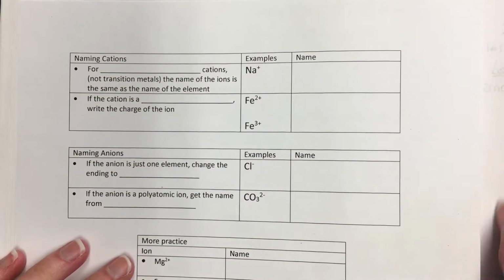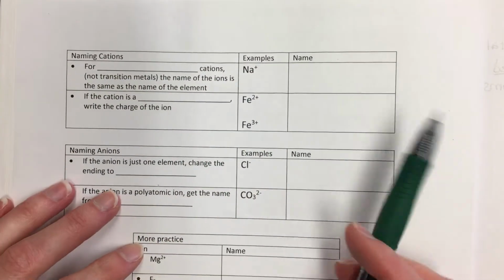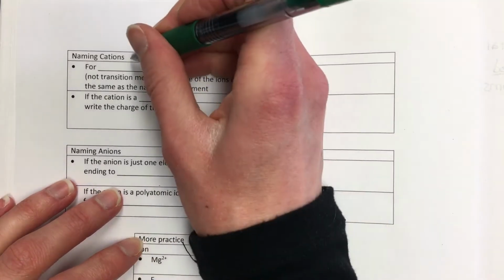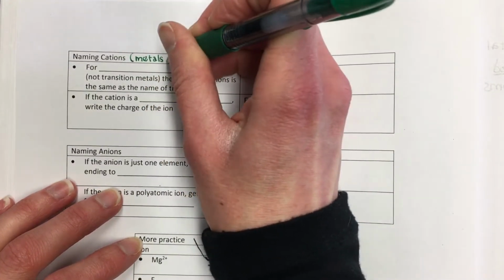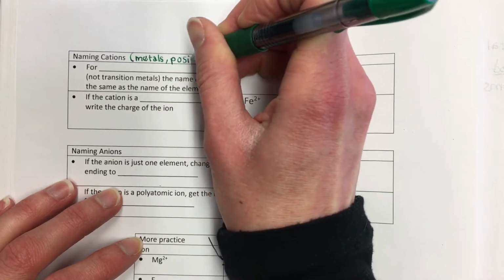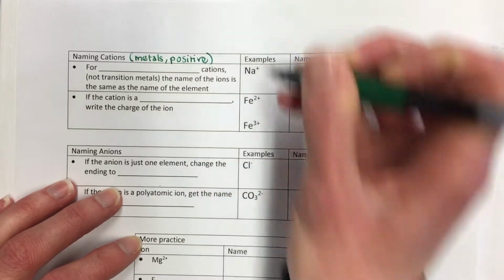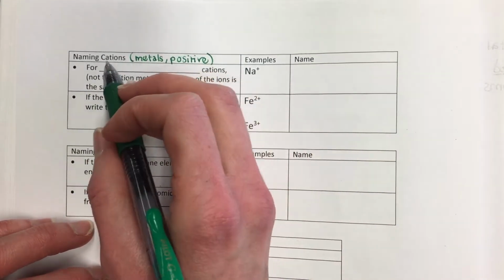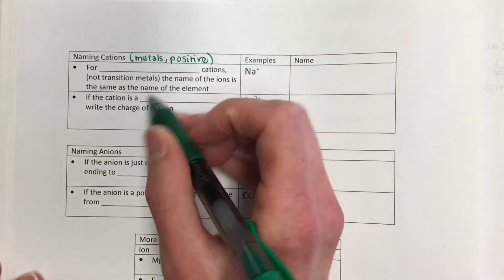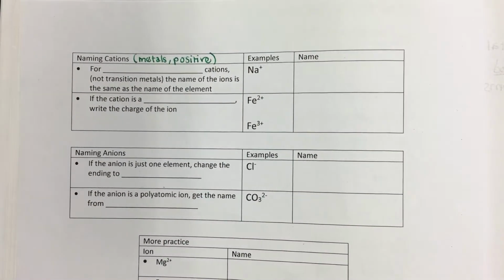All right. So we want to learn how to name these different ions. So we're going to start with cations, which are formed by metals, and they are positive ions. Okay, we've learned that before, but just so you can remember, cations are positive. You can remember cats are good. We like cats, so cations are positive. Maybe you don't like cats, sorry.